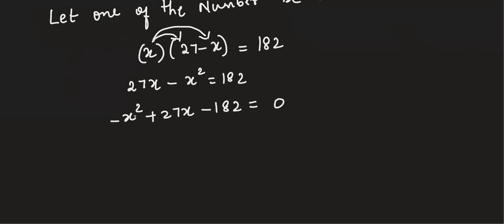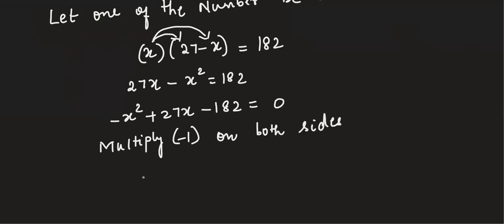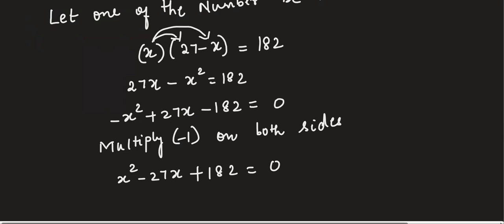Now I don't want this negative sign here, as the coefficient of x square. So what I'm going to do is multiply minus 1 on both sides for the entire equation. When I multiply minus 1 on both sides, this will become positive. That is, minus into minus will become positive. Now this second term will become negative, minus 27x. Then this will become positive, plus 182, which is equal to 0, since 0 into negative 1 will always be 0. That is, I'm multiplying the entire equation by negative 1 to avoid this negative coefficient of x square.